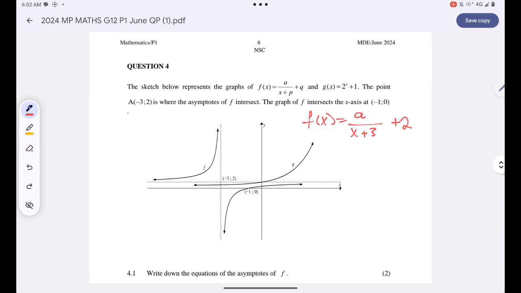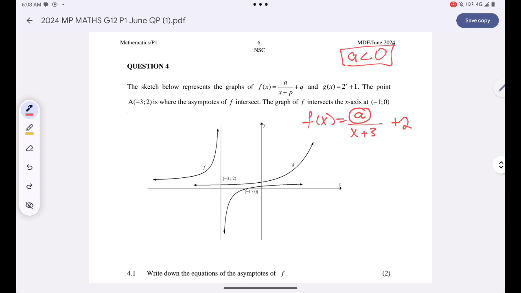The only thing I need to do is to find the value of a. And whenever I calculate the value of a, I should get an answer which is negative. Why is that the case? Because my graph is on the second and fourth quadrant of my asymptotes. If that's the case, it simply means that a should be less than 0.